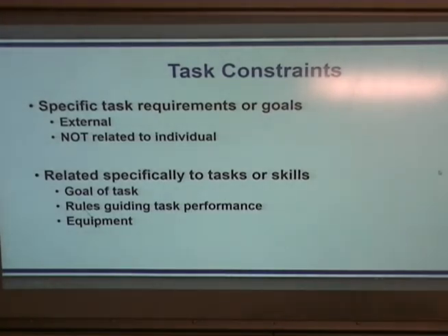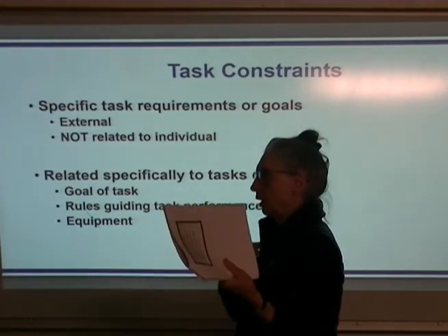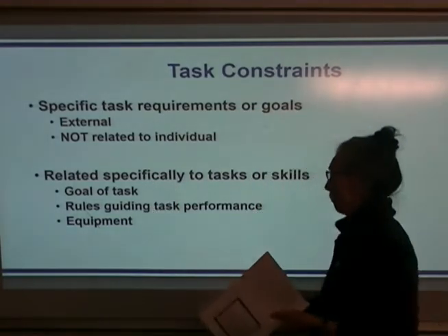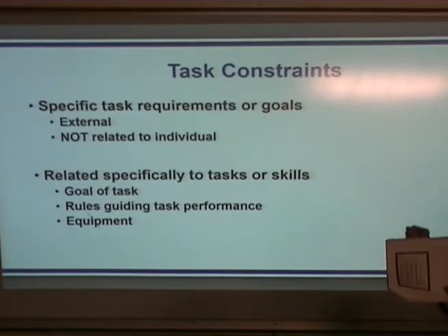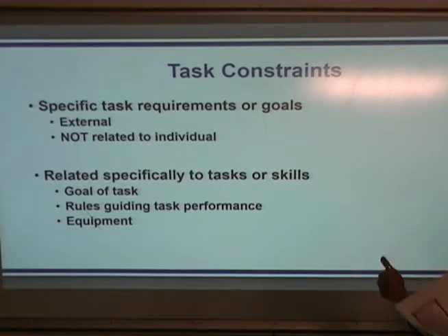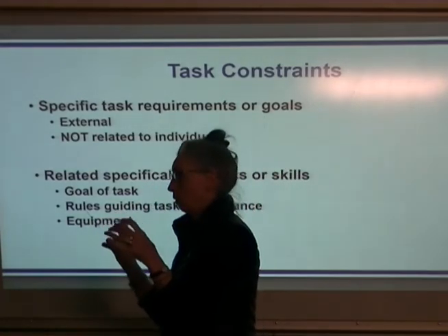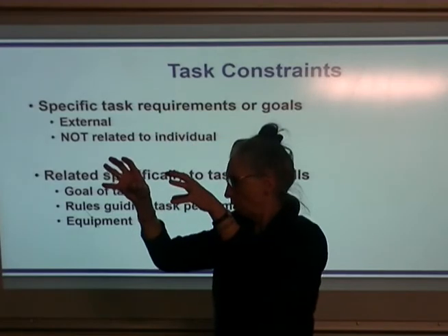And then our third one, our task constraints, our what we're doing. We have three different options that we can classify under task constraints. And task constraints are not global, they are external to the individual, they're not related to the individual, but they're very specific to the motor skill I've been asked to perform. So I have three options here instead of just two. I can have the goal of the task. Now, this is one of those instances where you have to be a little bit careful about using the word goal. Goal doesn't mean necessarily score.